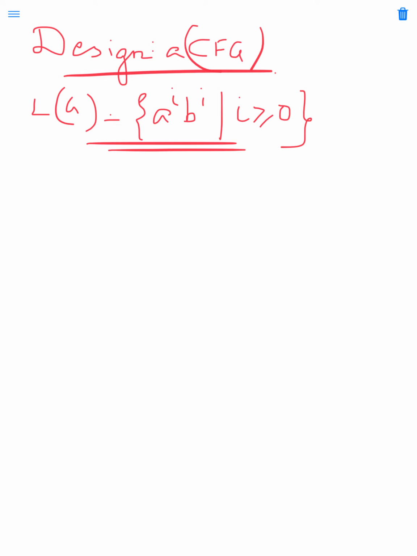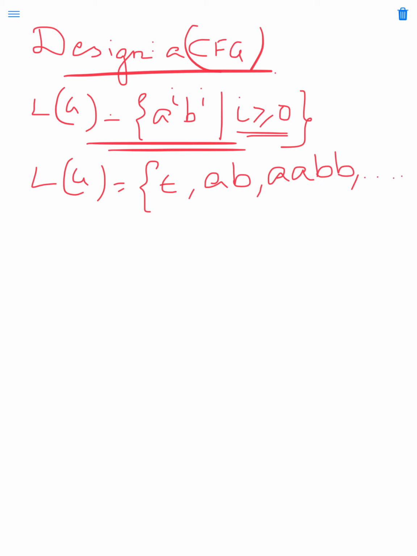So here what is the minimum string? Here a language is defined and the minimum string of this language is, as you all know, it is said i is greater than or equal to 0. So if i is equal to 0 means the language will be having minimum string as epsilon. If i is equal to 1 means it will be having AB. i is equal to 2 means AABB, like that it goes on, isn't it?